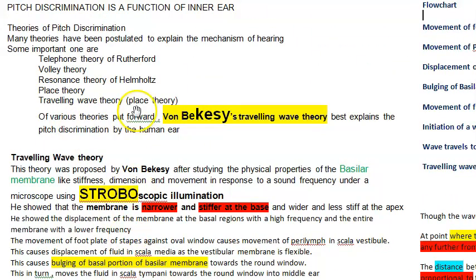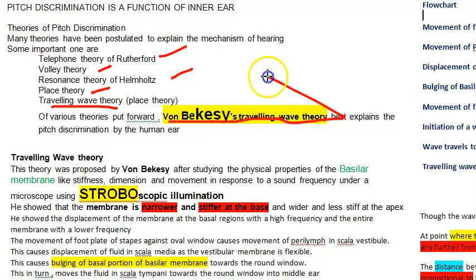Okay, here you have the telephone theory of Rutherford, volley theory of Wever, resonance theory of Helmholtz, place theory, and traveling wave theory. This is by von Bekesy. Traveling wave theory is the best one, you should know. So basically, what are all the other theories?